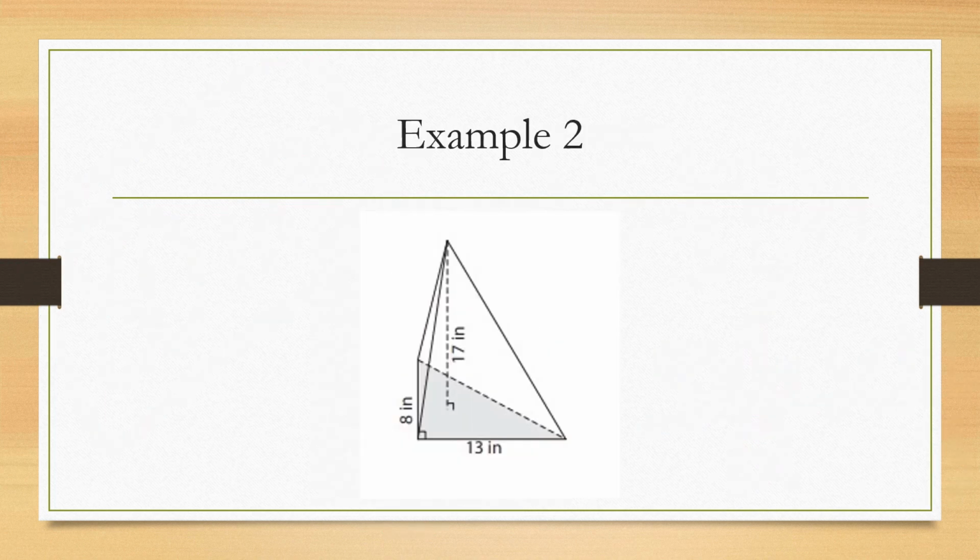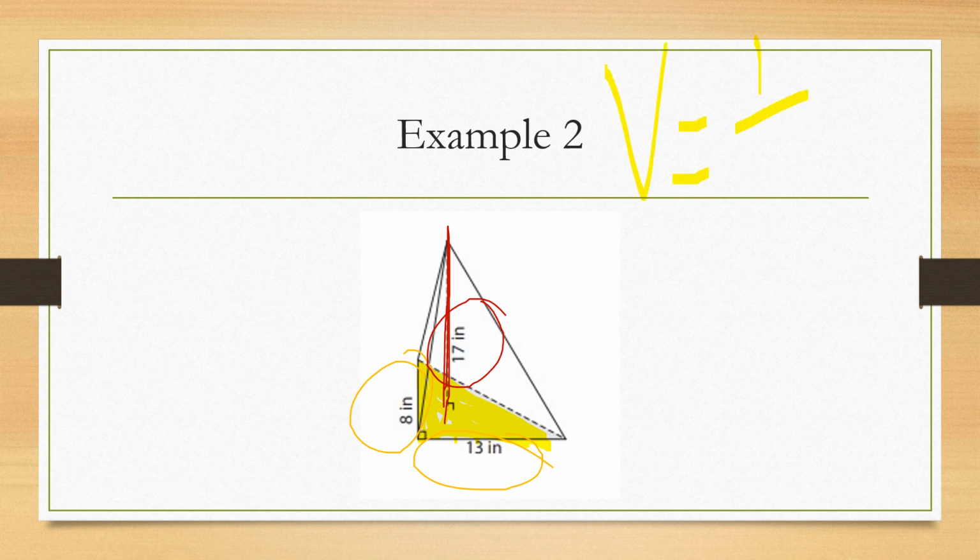Here's another one. Let's look at this one. Again, it is a triangular pyramid. So here is the base. Alright, so we have 8 and 13. My height goes straight up to the point, which is 17. I'm going to write this formula: one-third big B, or area of the base, times height.